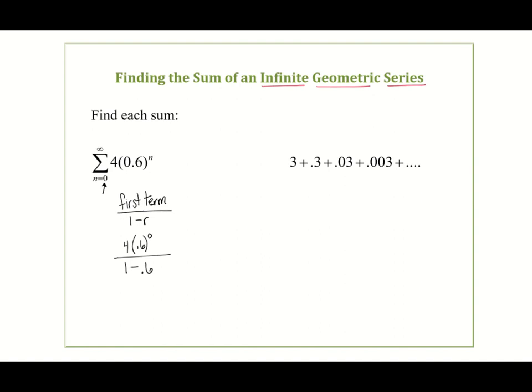So we're going to have 4 times 0.6 to the 0 over 1 minus r, which in this case is 0.6. One of the things to know about this, and this one is written with decimals, so we will often come up with a decimal answer, but this is actually not a hard problem to do in our heads or on paper by hand.